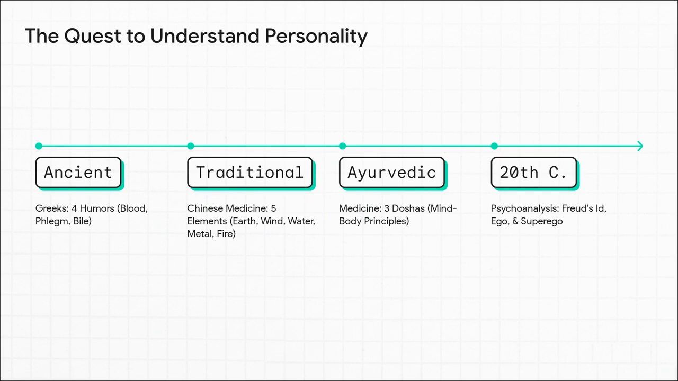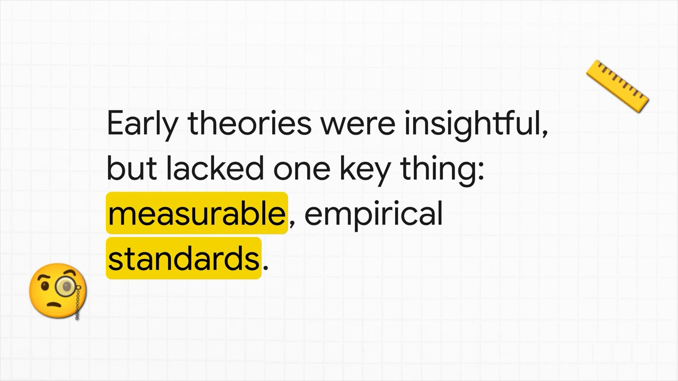You know, trying to figure out personality isn't new. Humans have been at this for literally centuries. The ancient Greeks thought it all came down to a balance of fluids in your body. Others looked to the 5 elements or different mind-body principles. And then, of course, you have Sigmund Freud, who saw our personality as this constant, dramatic battle going on deep inside our own minds.